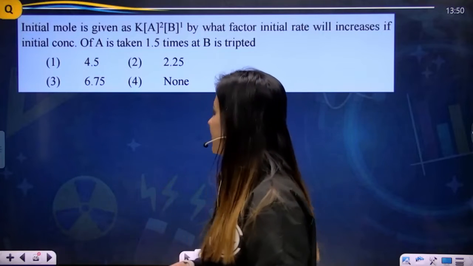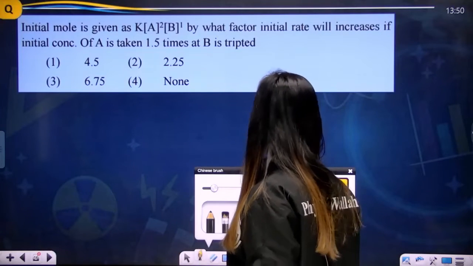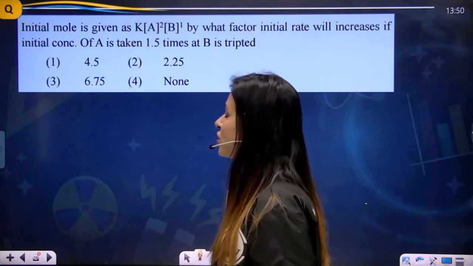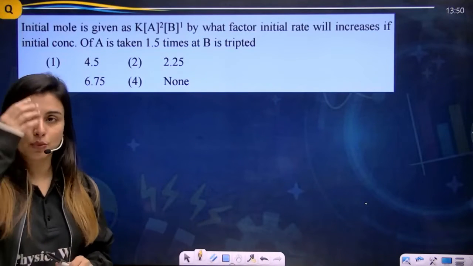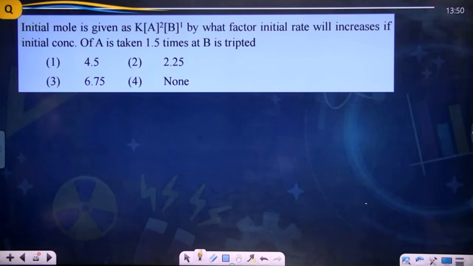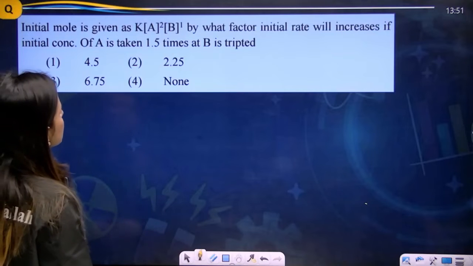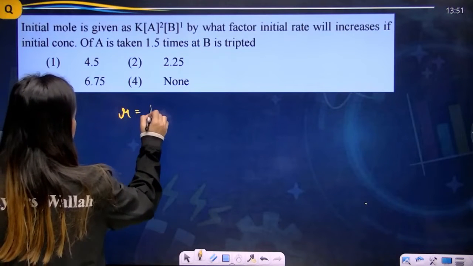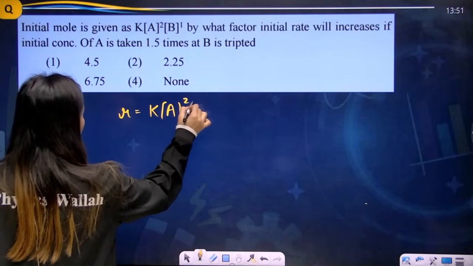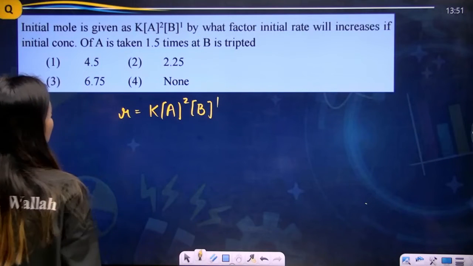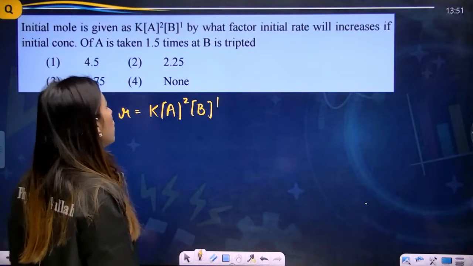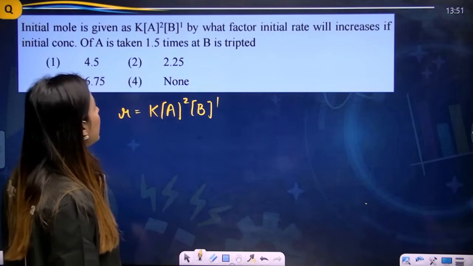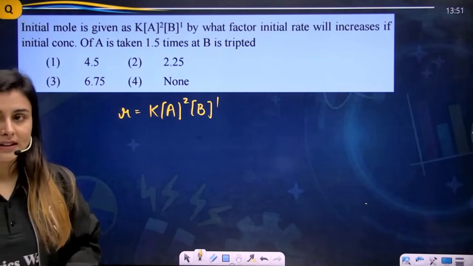Okay, so the first question on your screen is, now there will be a lot of practice questions, so you need to make sure that whenever you see a question, pause the video, try the question yourself, and then see ma'am's approach. So what does the question say? The initial rate is given as K, A raised to the power 2, B raised to the power 1. By what factor will the initial rate increase if the initial concentration of A is taken 1.5 times and B is tripled? Okay, so let's see what happens.